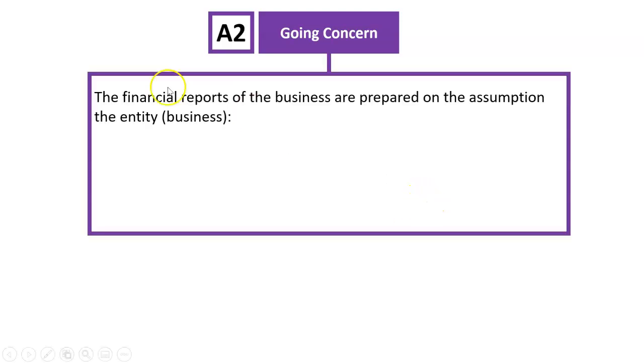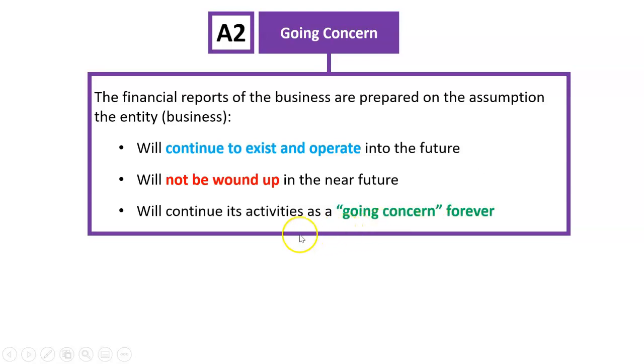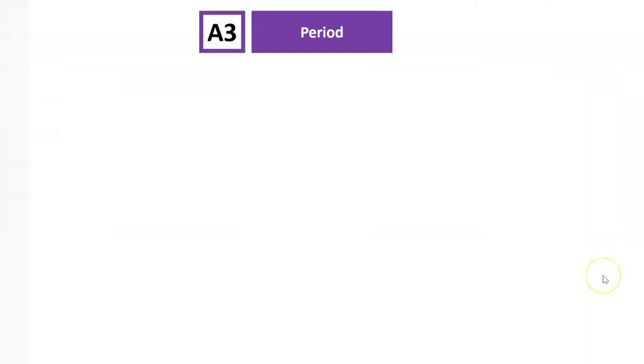Accounting assumption number 2 was the going concern assumption, and that is the financial reports of the business are prepared on the assumption that the entity will continue to exist and operate into the future, will not be wound up in the near future, and will continue its activities as a going concern forever. So if we say here's today, and time, well, it's ongoing, it's infinite for the business. We don't say it's going to stop here or here. We say the life of the business is infinite.